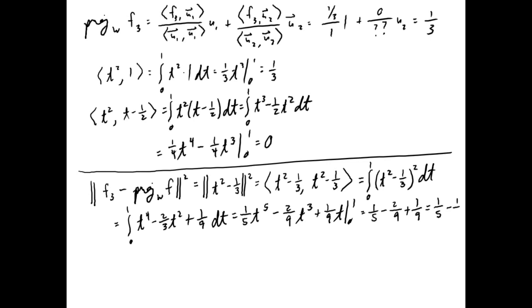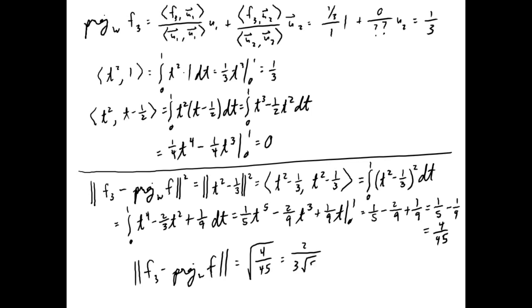1/5 minus 1/9 gives me 4/45. And then finally, the distance that I'm looking for is the square root of that. If you want to get really fancy, this would be 2 over 3 radical 5. But either one is good, it doesn't matter.